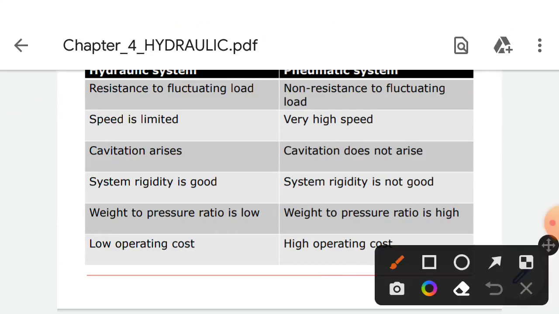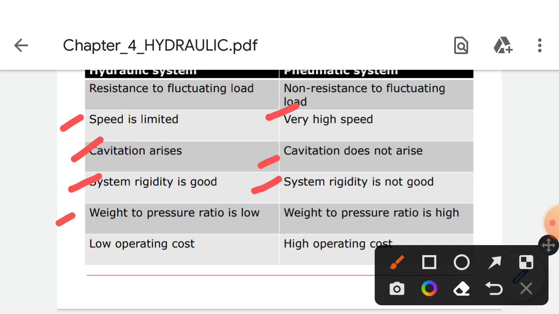In a hydraulic system, speed is limited. In pneumatic system, very high speed. In a hydraulic system, cavitation arises. In a pneumatic system, cavitation does not arise. In a hydraulic system rigidity is good. In a pneumatic system rigidity is not good.